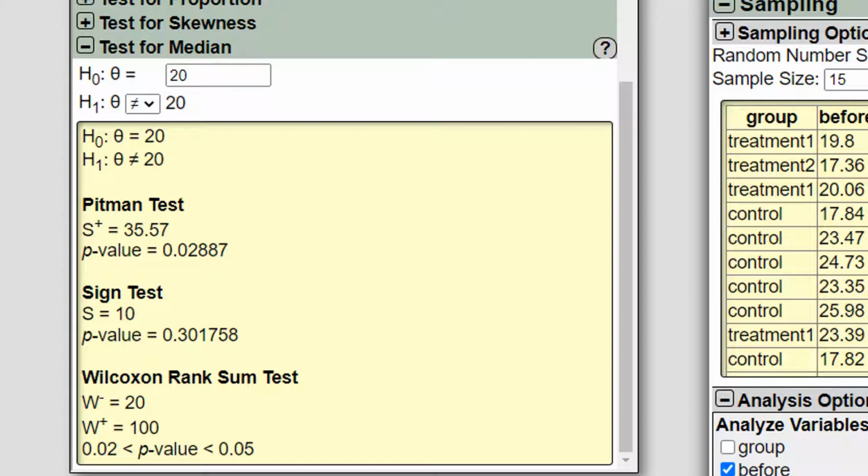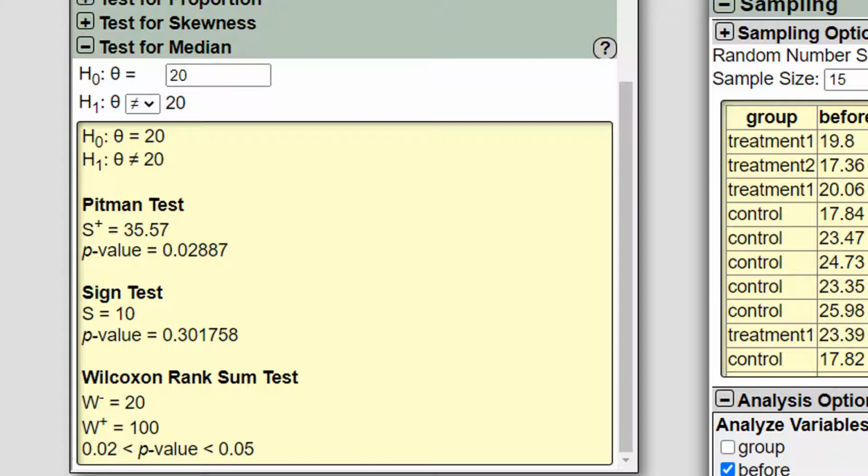The Wilcoxon rank sum test is more powerful than the sign test. The idea for the Wilcoxon rank sum test is that we look at the difference between what is observed and the median, and then we rank those differences from lowest to highest, and we sum up the ranks.